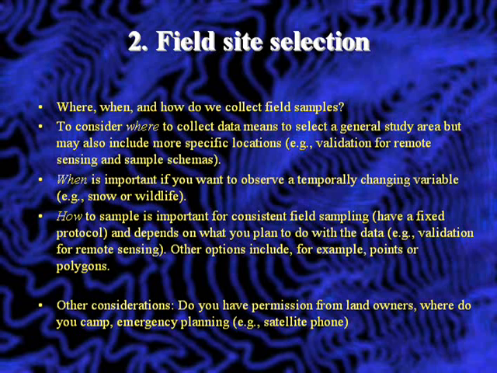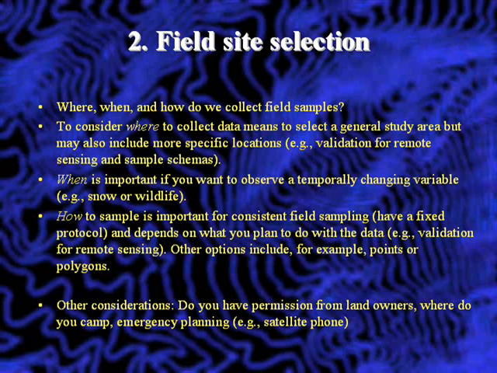But then once we have that general area, it is also important sometimes to select specific locations. And you'll hear about that in the upcoming lecture, for example, about validation for remote sensing. So you want to select specific locations, generate a point file, and then visit those locations out in the field. So not only do you have a selection of the field area, but you also selected specific locations where you would like to sample what you see on the ground.